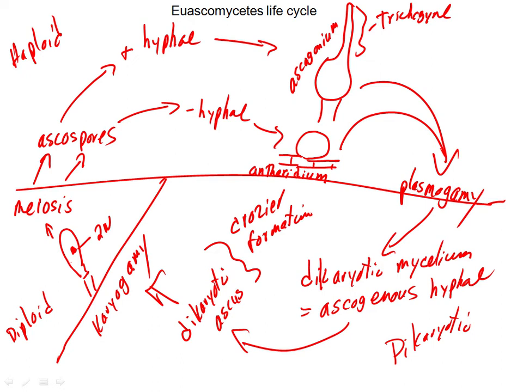Another question? So you notice there's something missing from this diagram, something that we've had in every other diagram we've ever drawn for a life cycle. You see the missing part? The zygote. There's no zygote. So there's no cell that results from syngamy. No zygote because no syngamy. We have plasmogamy instead, giving us that dikaryotic mycelium.